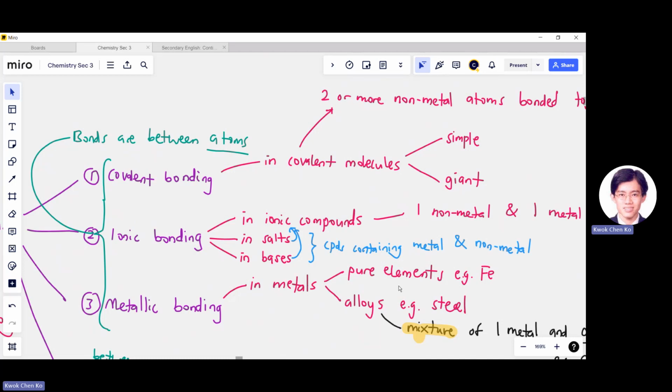But let me be very clear. There are two kinds of metals. This one we went through last week, either pure elements or alloys. So these two are considered metals and they have metallic bonding.